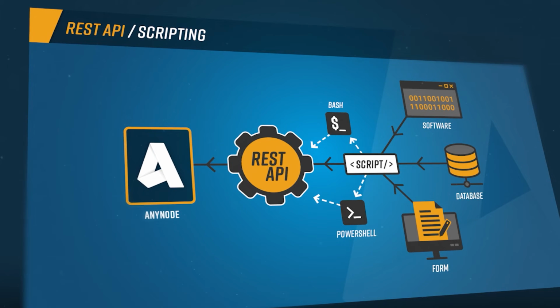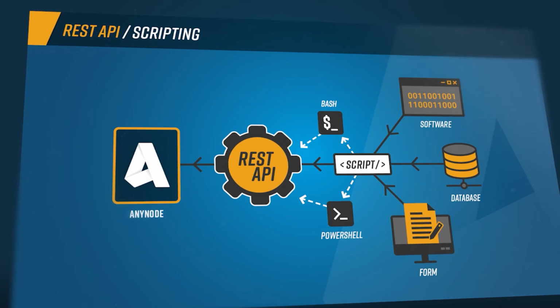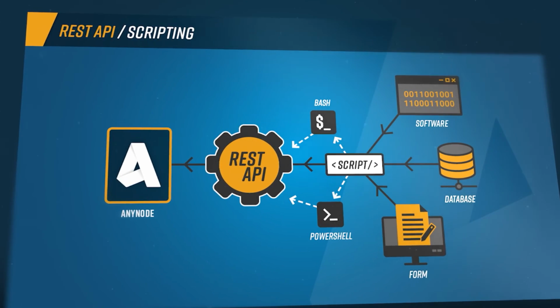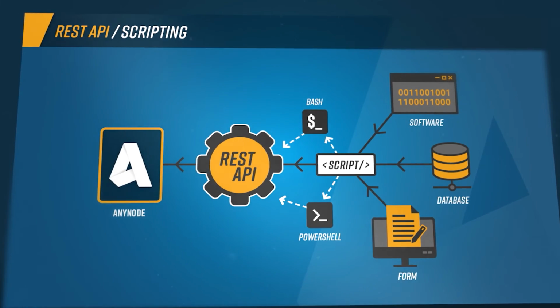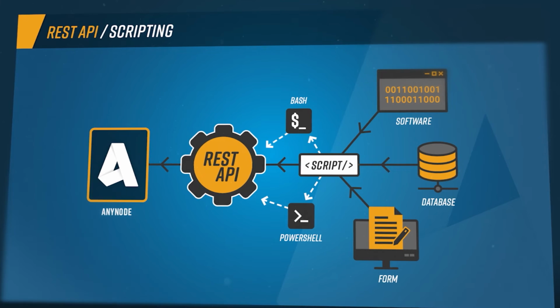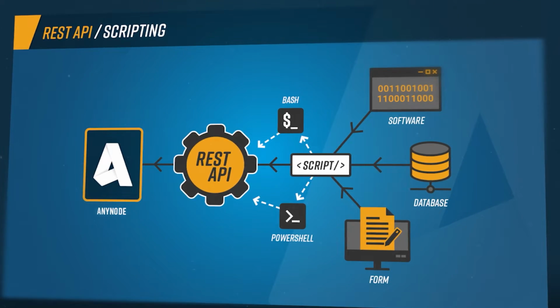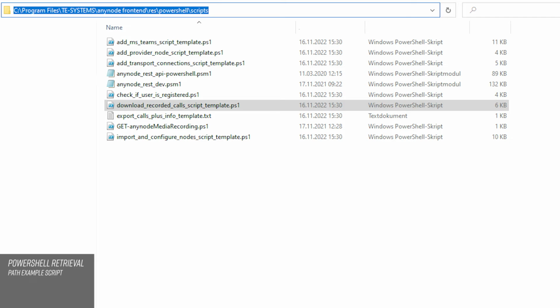The daily retrieval of recorded media recording files is also possible in an automated way via a PowerShell script. The REST API support of anynode is used for this. Thus, the evaluation of recorded conversations can also be performed with external programs. We offer a ready-to-use PowerShell script, which can be adapted later according to the requirements.